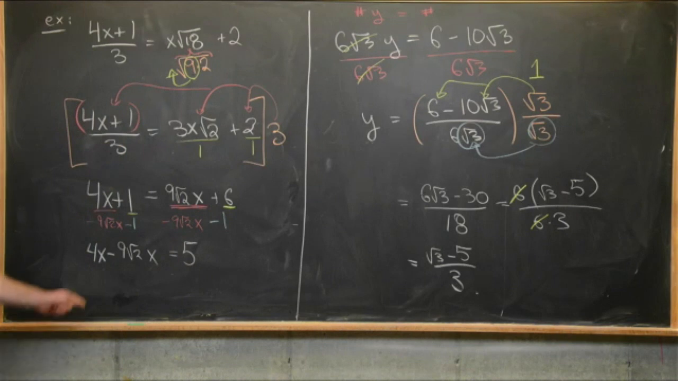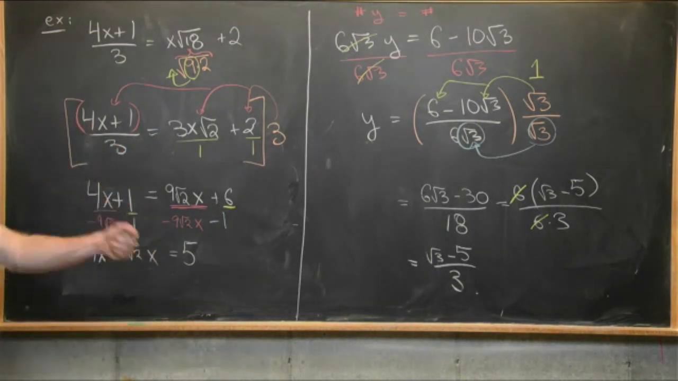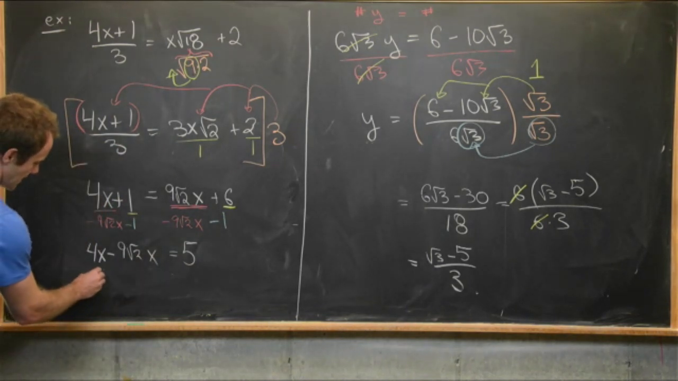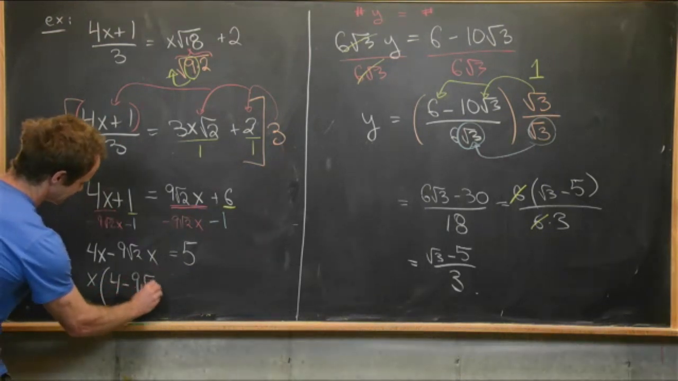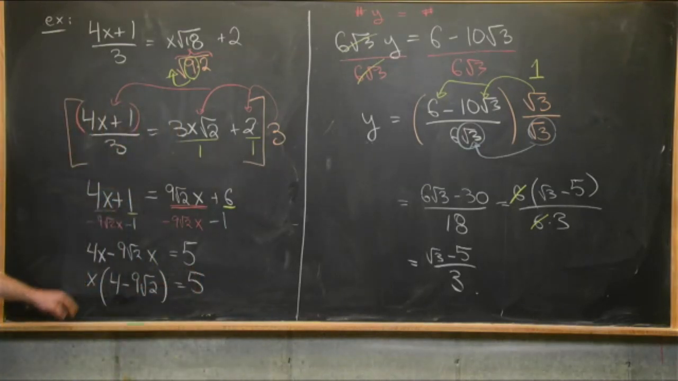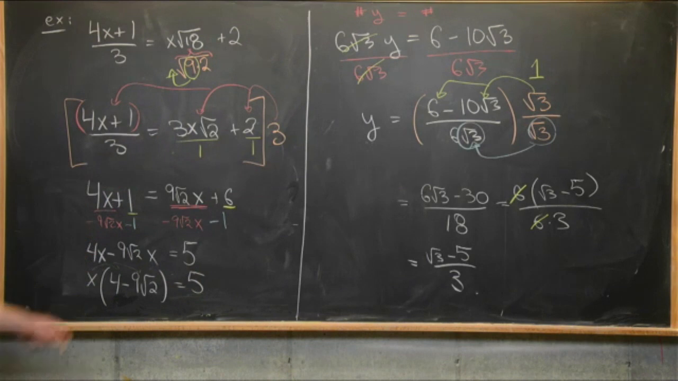Okay. Now this may seem like we can't simplify this, and it's true that we can't simplify this as much as we'd like to, but we have an x in both of these terms, which means we can use the distributive rule in reverse to factor it out. So if we do that, we can factor the x out, and we're left with 4 minus 9 times the square root of 2 equals 5. Notice if I were to distribute this x through, I would regain the last step. So I've just factored it out.